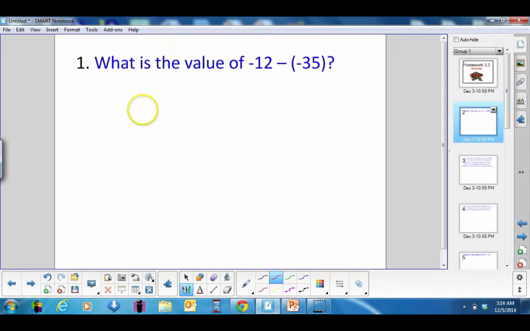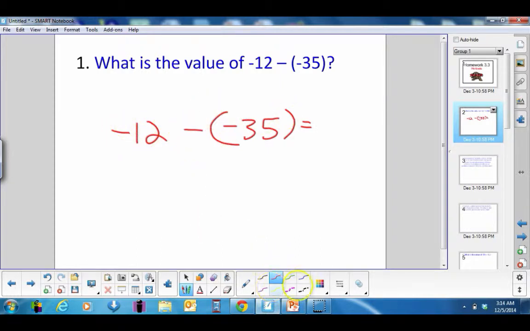Okay, number one, what is the value of negative 12 minus negative 35? Okay, so let's rewrite the problem here. I have negative 12 minus negative 35. Okay, it looks like I've got integers, right? I've got some negative numbers, and I've got the subtraction sign.